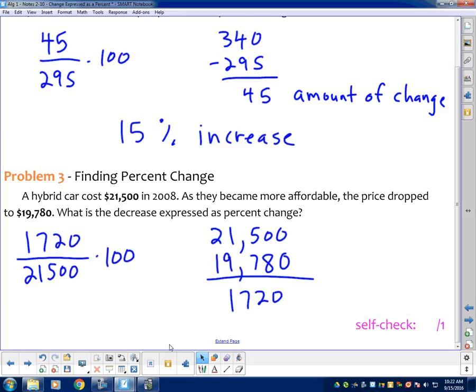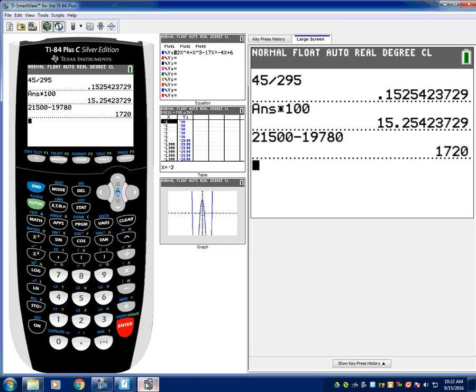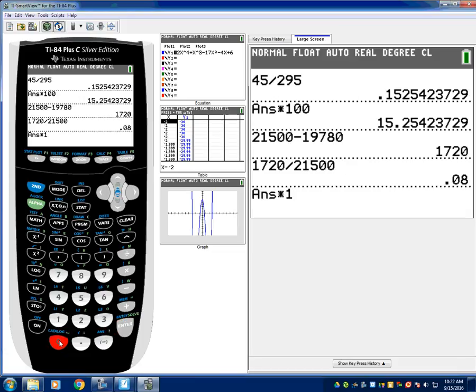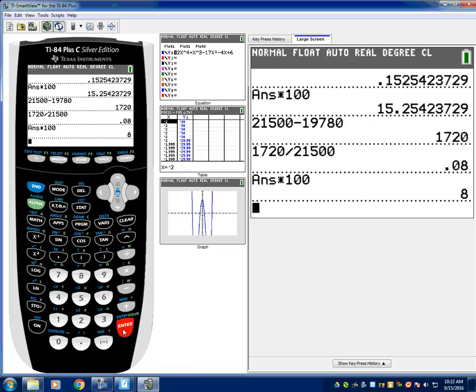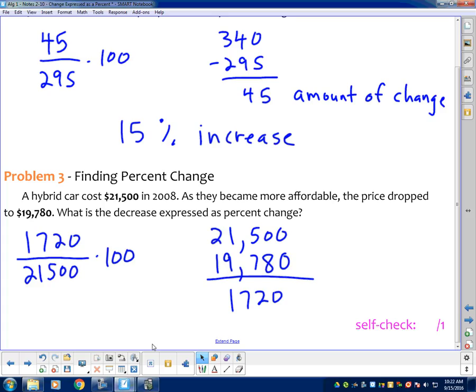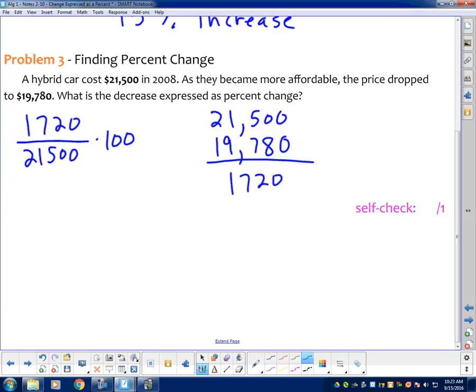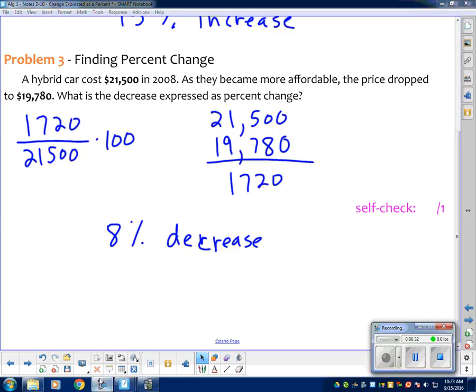So 1,720 divided by $21,500, the original price. 0.08 times 100. And change that to 8%. You really need the calculator when it's a 0.08 and just move the decimal 2 places to the right. So what that tells me is there was an 8% decrease in the cost of the car. Alright, so that's 2-10, percent increase, percent decrease. Hope this helps.